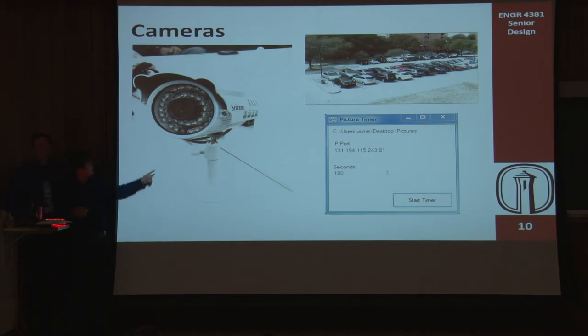And see here, this is our camera. This is the IP wireless camera. We chose it because of its relatively cheap price as well as its good resolution and good camera distance. And that's the image of one of the parking lots we decided to do. This is the automatic interface that we created, that automatically takes pictures from the camera and sends them to MATLAB.